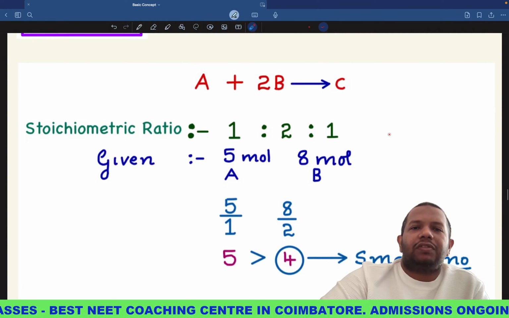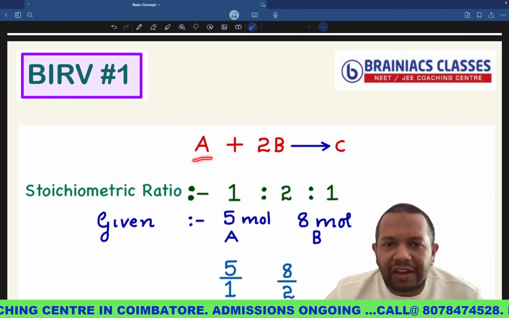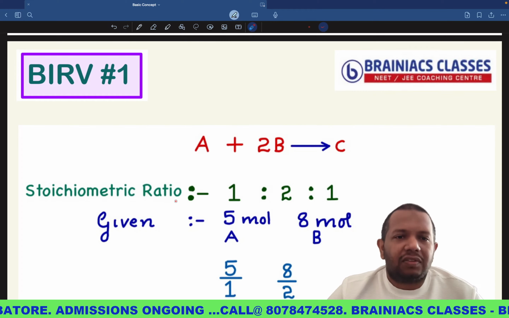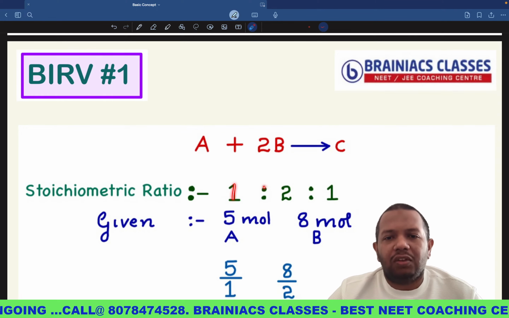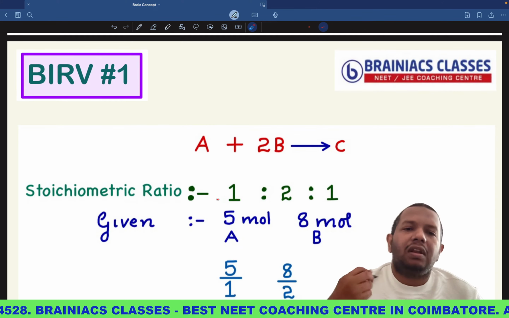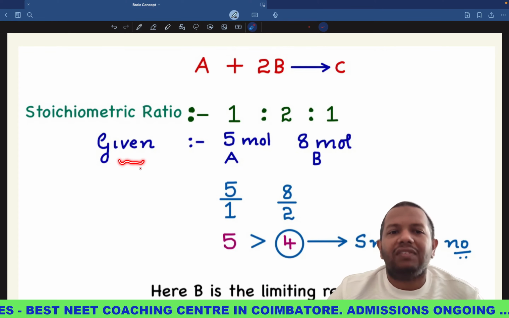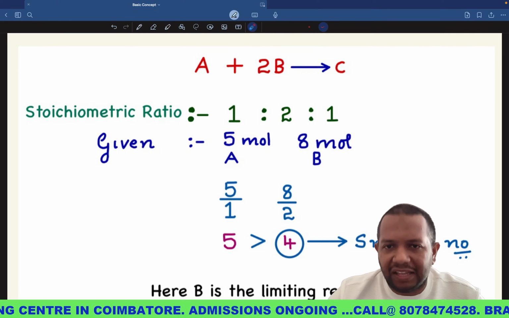See here, the first step is writing down the reaction: A plus 2B gives C. The next thing is writing down the stoichiometric ratio, that is 1 is to 2 is to 1. Now the next step is writing down the given quantities: 5 mole of A and 8 mole of B.